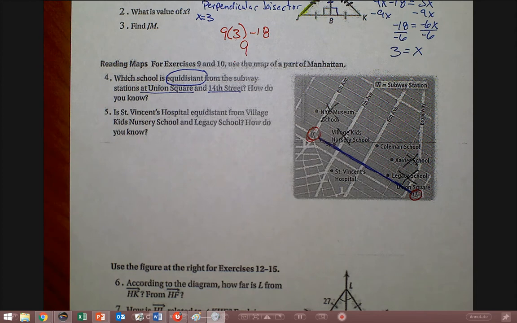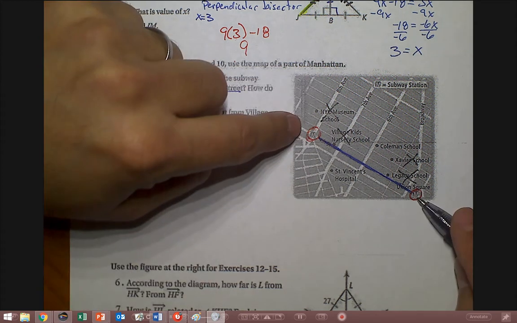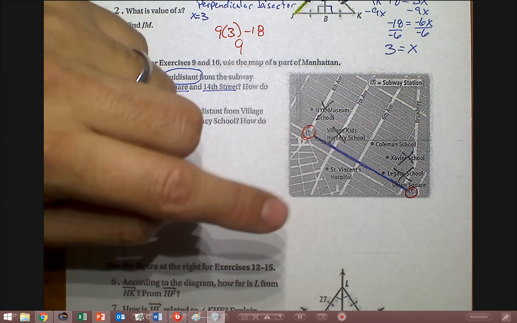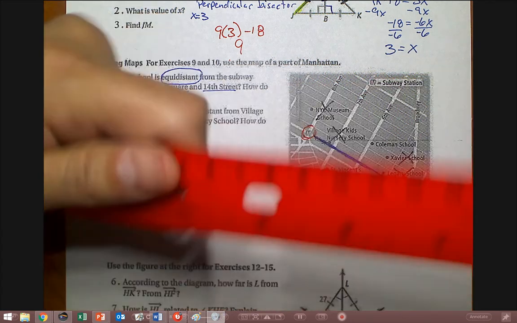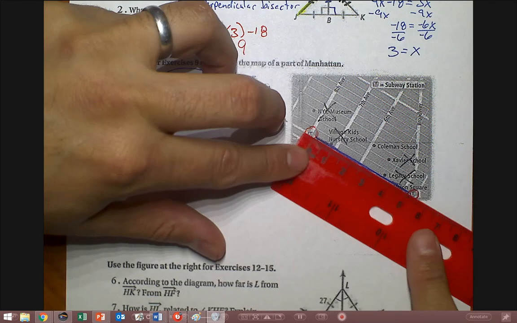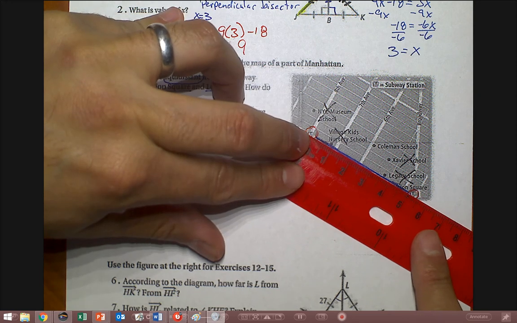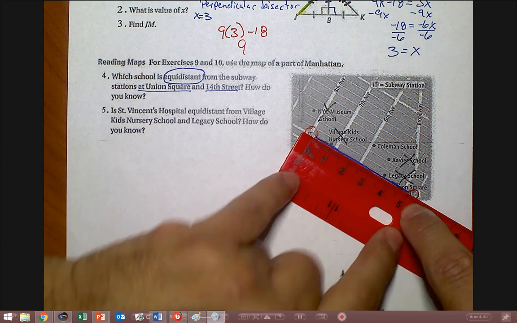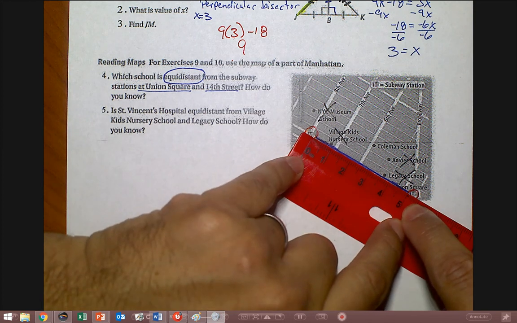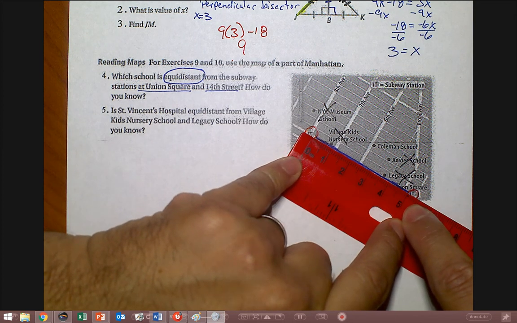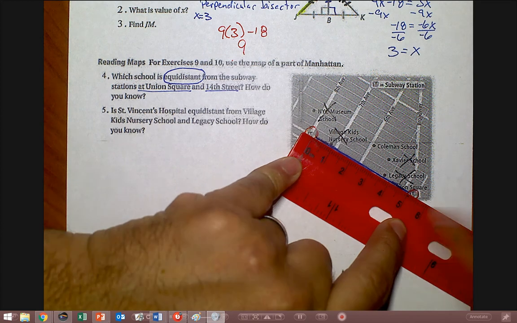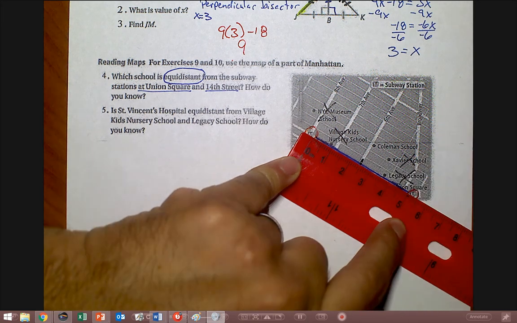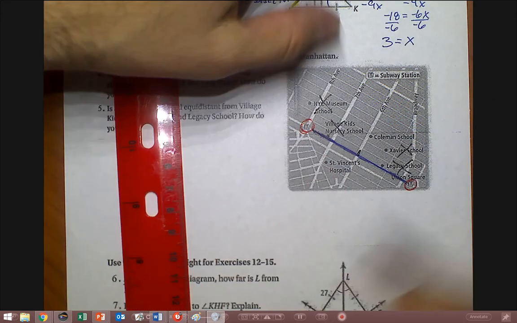So somewhere in between here. This is what you guys are going to do. I want you to measure this, and we're going to find the middle. We're going to find equidistant. So I'm going to use the centimeters portion. I have 5 centimeters. So what is the middle of 5? 2.5, very good. I'm going to put a mark at 2.5, so that's 6th Avenue.